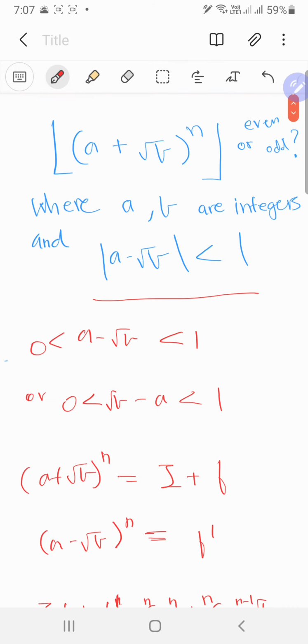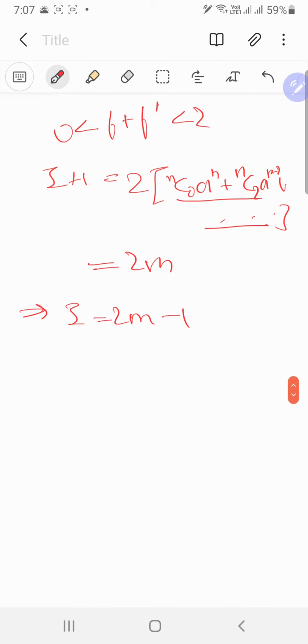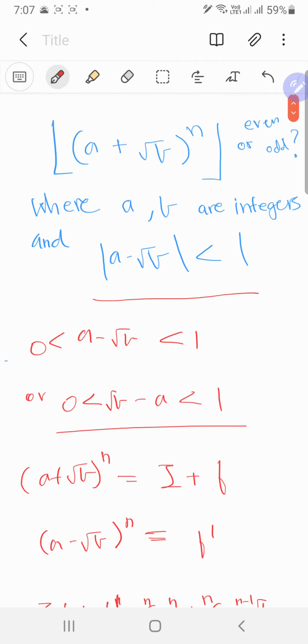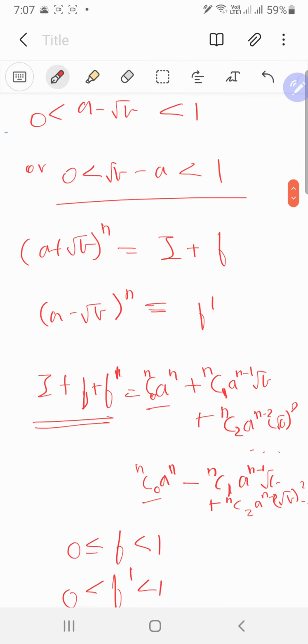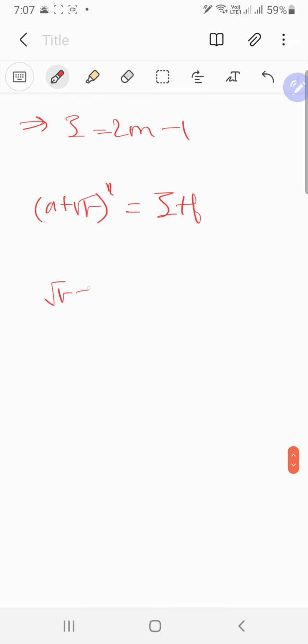Okay, cool. So now what happens if we go with the second option? So 0 is less than square root b minus a, which is less than 1. Okay, so let's go with that now. So now this thing, a plus square root b to the power of n, I'm going to write pretty much the same stuff. So a plus square root b to the power n is I plus f. But now instead of writing a minus square root b, I'm going to write square root of b minus a to the power of n, right? That is f dash.